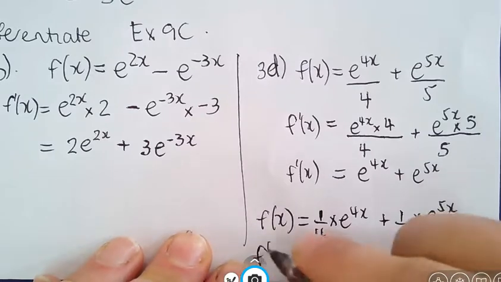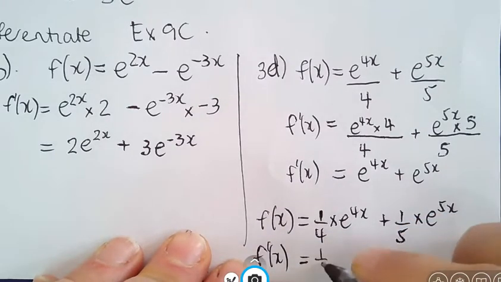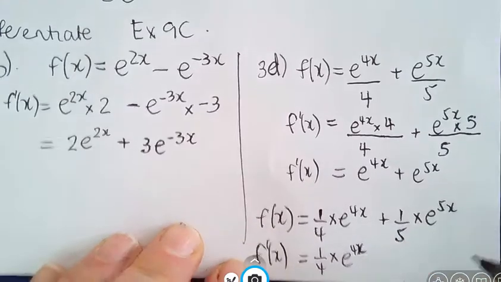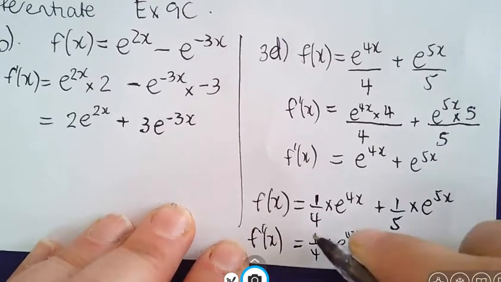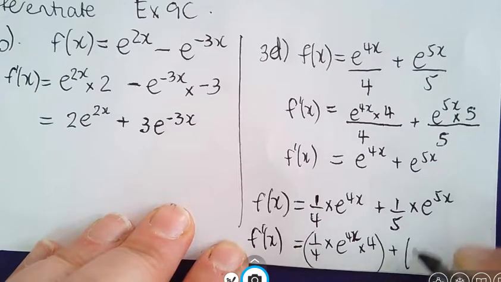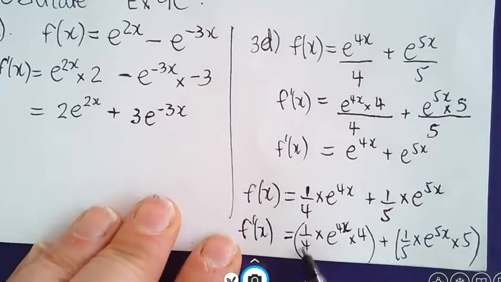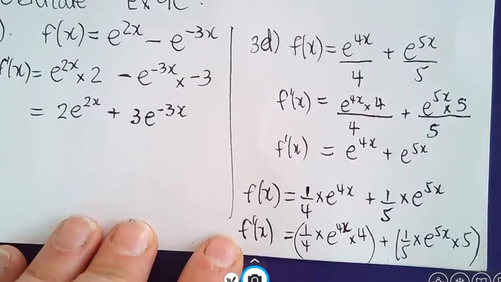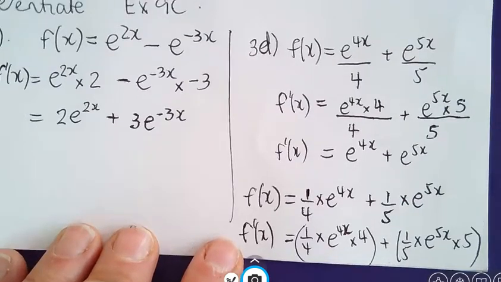So that f dashed x, if I want to do it this way, would be a quarter times e to the 4x times 4. But you know what? I think the other way was better: 1/5 times e to the 5x times 5. And then you'd get the 5's cancelling that way. I really think if you've just got the constant there, just leave it where it is. It's much better. All right?